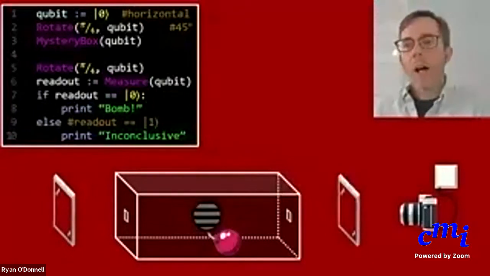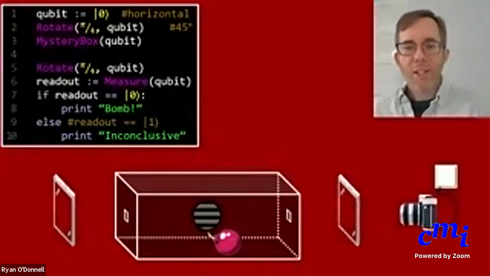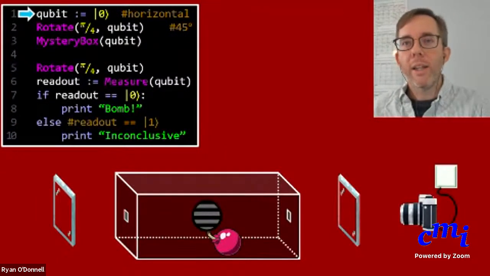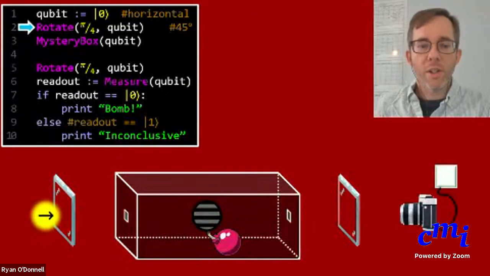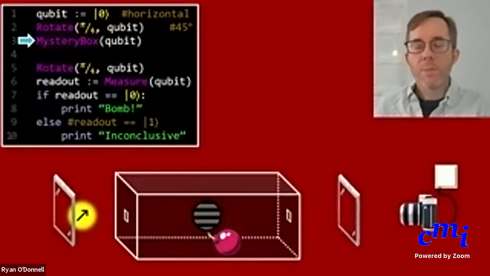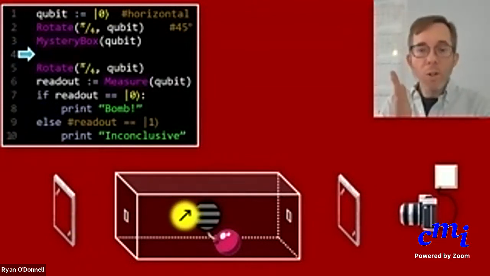Okay. So what about if the box has the bomb in it? Well, let's just simulate the code again and see what happens. Okay, so we go back to the beginning. We set up our qubit horizontal state, and we put it through that quartz, and now it's at 45 degrees, pi over 4 radians. Okay, and we put it into the box. Now, here, one of two things can happen.